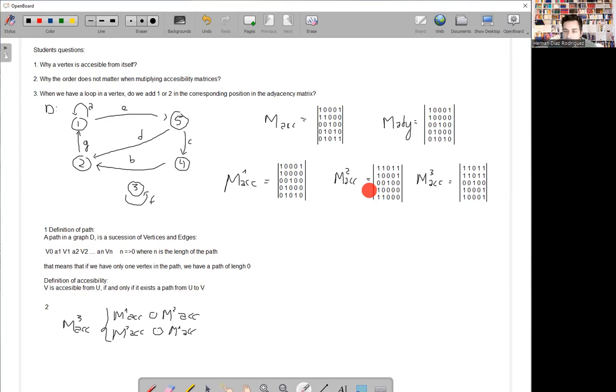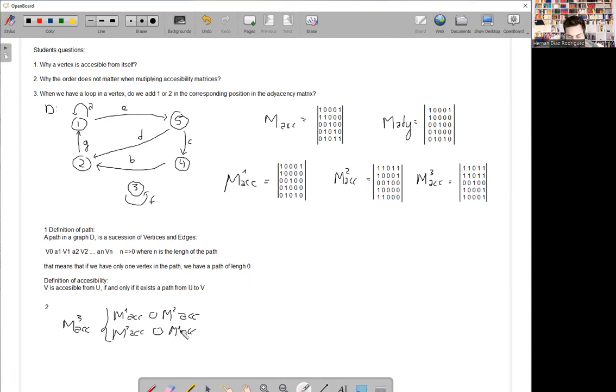For the accessibility matrix of order 2, the same happens here, right? We can have a path of length 2 from 1 to 1, if we go 2 times through the edge A. We can have a path of length 2 from 1 to 2 if we go through E and then through D, for instance. So this is how we calculate these matrices.